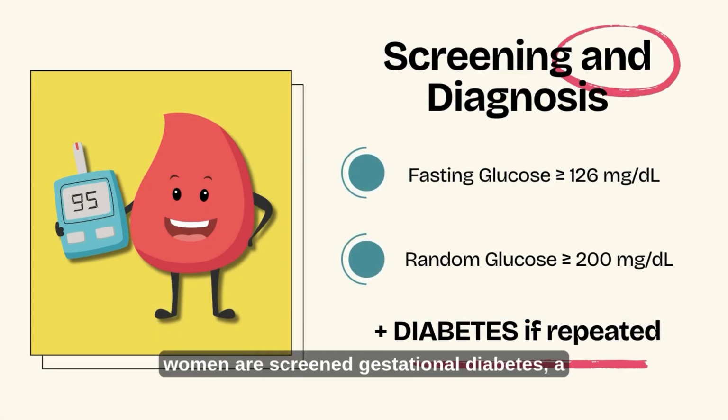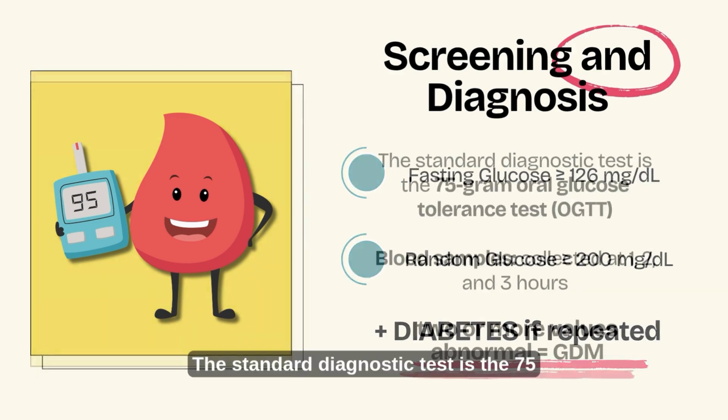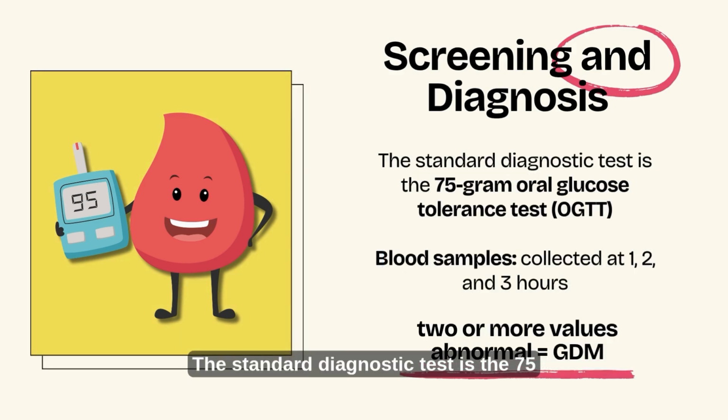All pregnant women are screened for gestational diabetes. A fasting plasma glucose of more than or equal to 126 mg/dl or a random glucose of more than or equal to 200 mg/dl can confirm diabetes if repeated. The standard diagnostic test is the 75-gram oral glucose tolerance test, OGTT. After fasting, the woman drinks a glucose solution. Blood samples are collected at 1, 2, and 3 hours. If 2 or more values are abnormal, GDM is diagnosed.